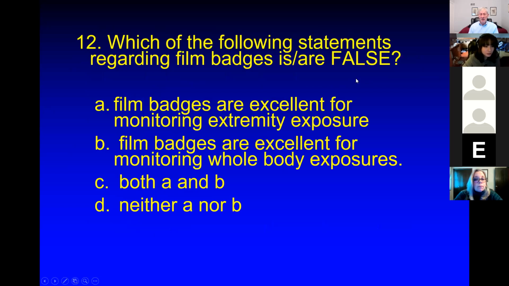Which of the following are false? Let's go down the list. Film badges are excellent for monitoring extremity exposure, like your hands. True or false? No. What do you wear when you want to monitor your hand dose? A TLD. Sure, right. You wear a TLD or a ring badge. So film badges, you have no way to hook them to your fingers. So that's false. Film badges are good for whole body exposure. That is true. So the only one which is false would be choice A.